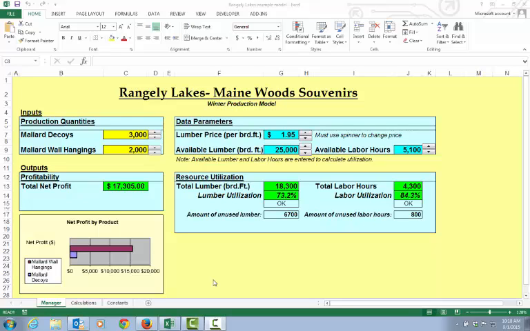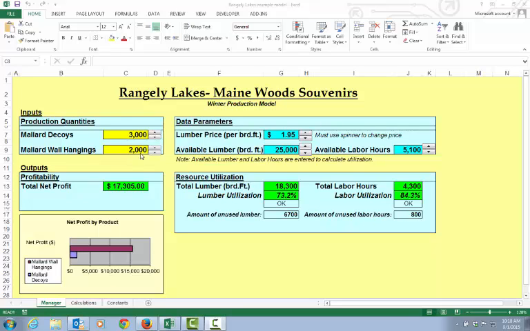So again, you've created this model, and the one that we're going to just kind of walk through is the Rangeley Lakes model that you're already familiar with. So on this page, you want the users to be able to affect the key decisions. And for this particular case, one of the key decisions, of course, was how many of each of the different products to produce. So over here to the upper left, and we've got it in a bright yellow color.